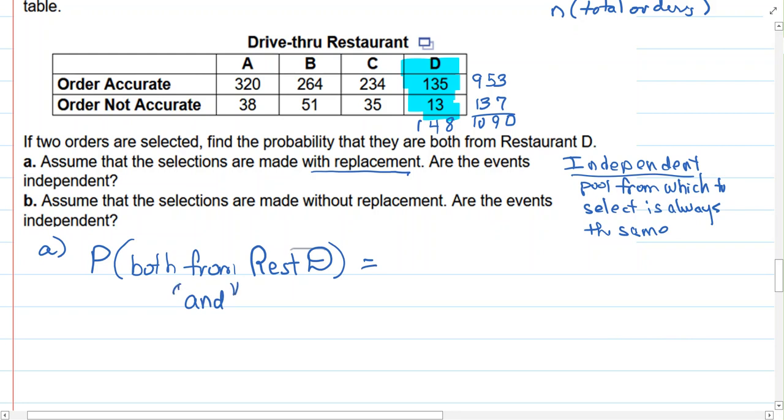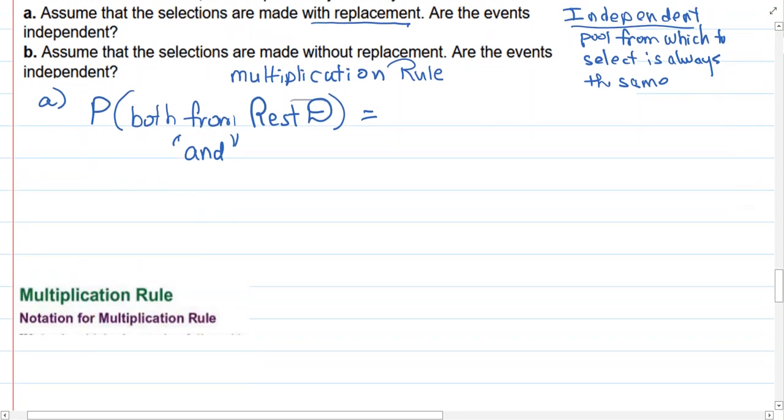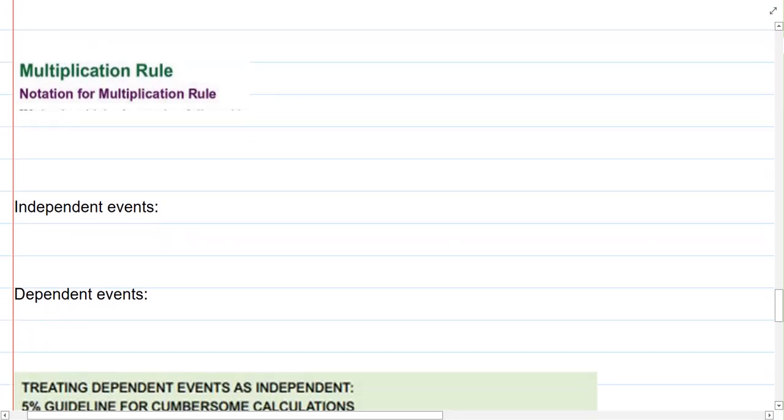Two wanted outcomes, this and that. So and means to multiply. It is a multiplication rule. And I haven't talked about it. So let me talk about it first and come back to this problem, just where I left it, and I'm sorry. It's right here. Somehow I got them out of order. What can I tell you?